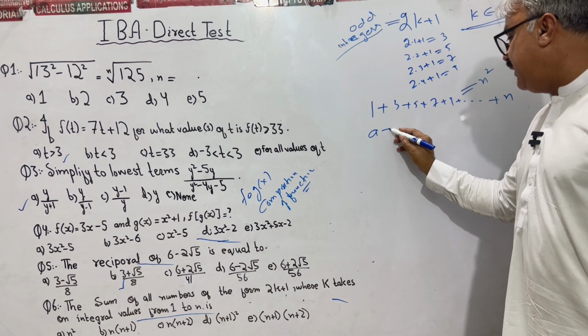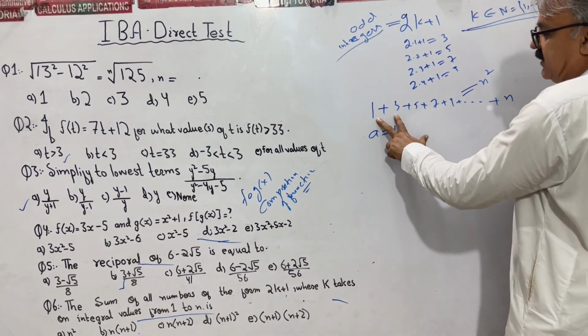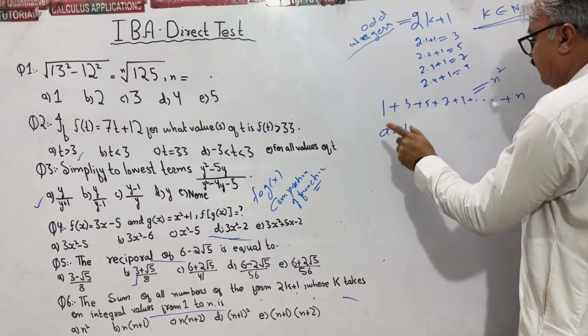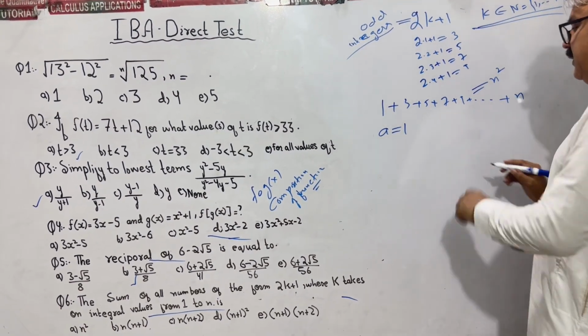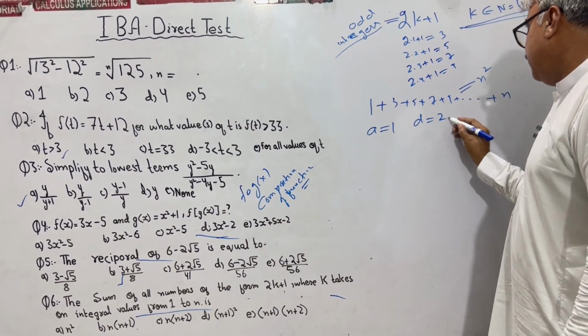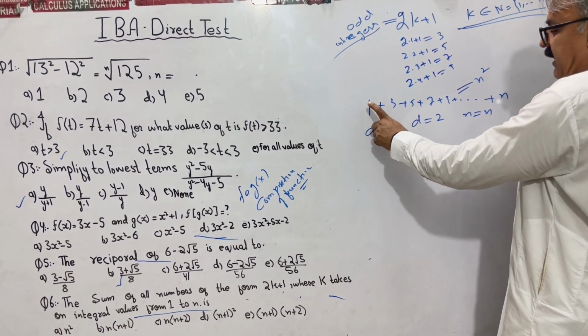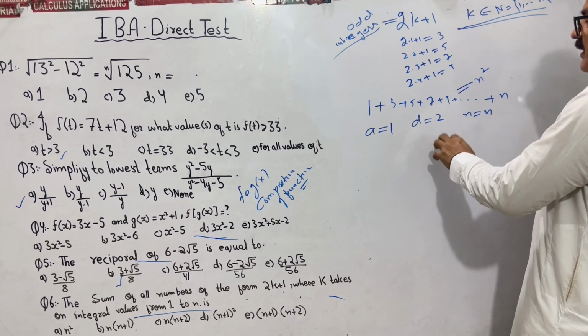First term, known as a, is 1. Common difference is 2: 3 minus 1 is 2, 5 minus 3 is 2, 7 minus 5 is 2, 9 minus 7 is 2, up to n. So d, the common difference, is 2 and the number of terms is n. A is our first term, d the common difference.